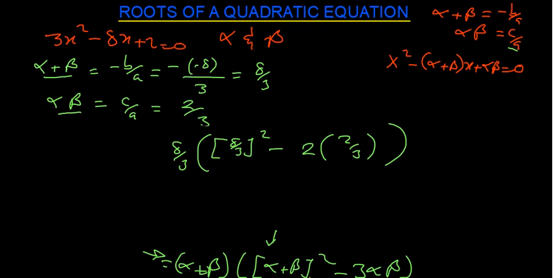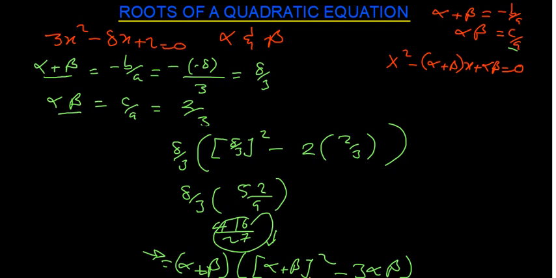Now let's evaluate. We can start with what is in the brackets. 8 over 3 squared, and then minus 2 times 2 over 3. That is giving me 52 over 9. And then we can now multiply that by 8 over 3. So the answer I'm getting is 416 over 27. So that will be the value in this case. Okay, that will be our value for that part.